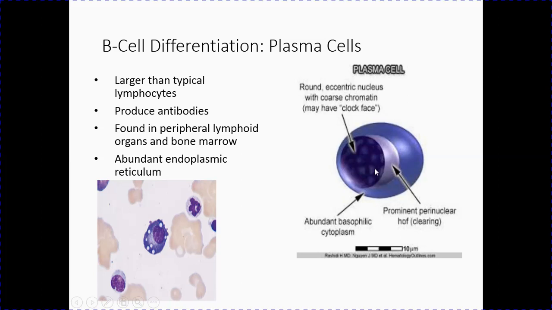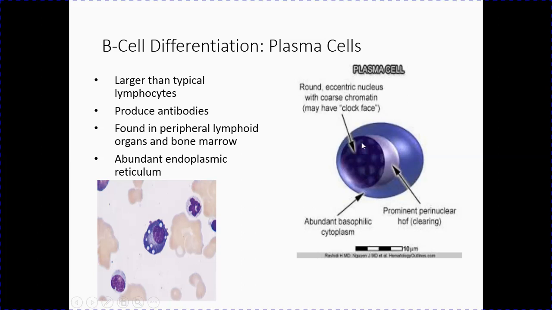Some people say it looks like a clock face chromatin pattern. To me, it just looks very coarse. It's very chunky. It's not a really fine chromatin pattern that we would see in a younger lymphoid cell, for example. It's very chunky, and you can see variations here. It's coarse. We have this really basic, very blue cytoplasm, and it looks just like you see here. That's exactly what it looks like.